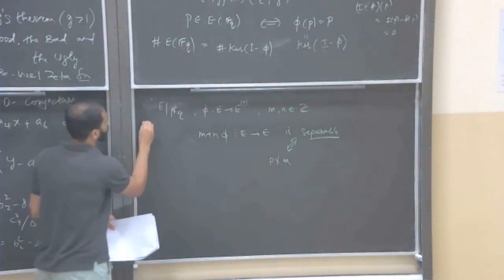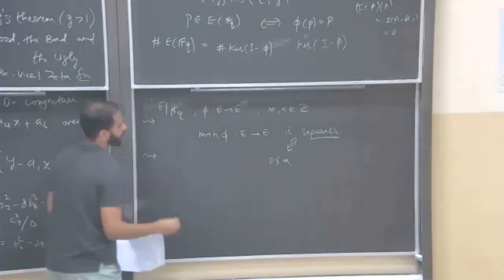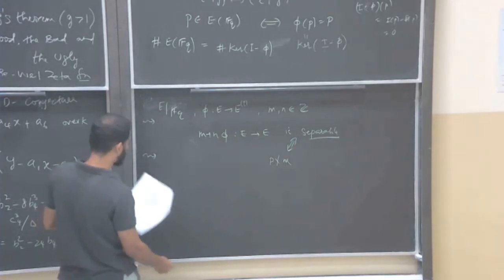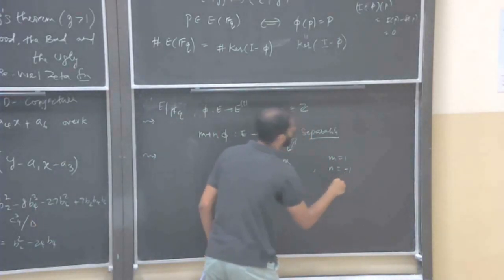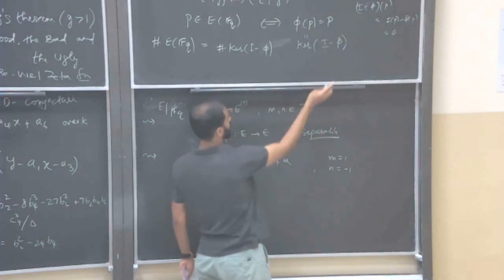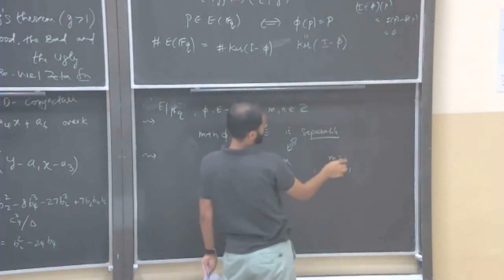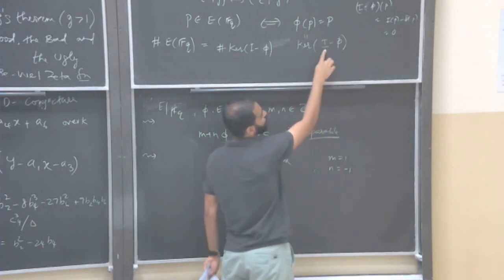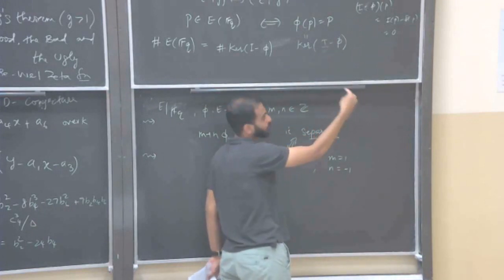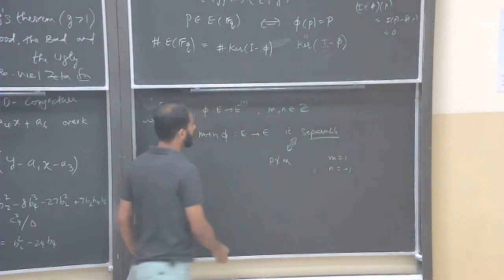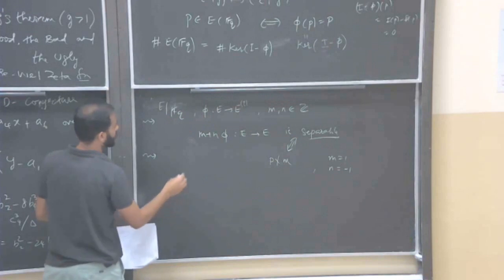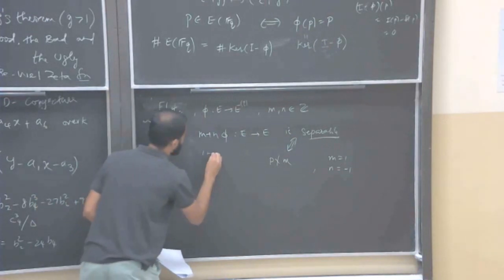Example. In particular, if we take m to be 1 and n to be minus 1, we exactly get this. Here 1 represents the identity, so this could also be written as 1 minus phi, where m is 1 and n is minus 1. So we exactly get this 1 minus phi, and what we now know is that 1 minus phi is separable.